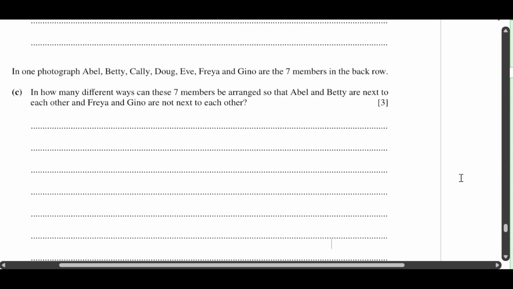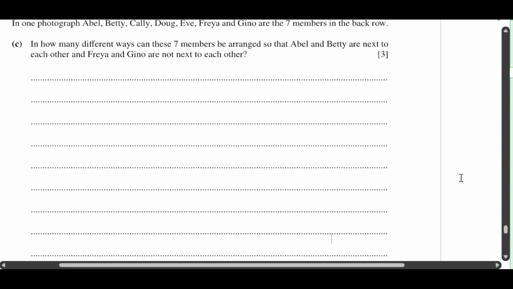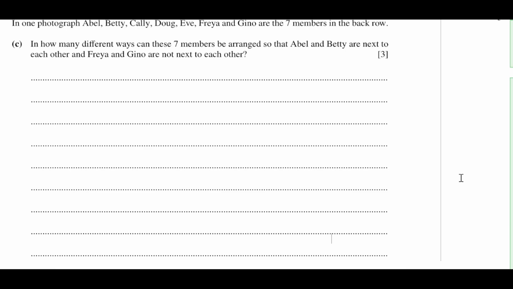Okay, one more part is there. In one photograph, Abel, Betty, Kelly, Dog, Eve, Freya, and Guido. If you see, this is A, B, C, D, E, F, and G, the 7 members in the back row. In how many different ways can these 7 members be arranged so that Abel and Betty are next to each other, and Freya and Guido are not next to each other? So two conditions we have to satisfy.